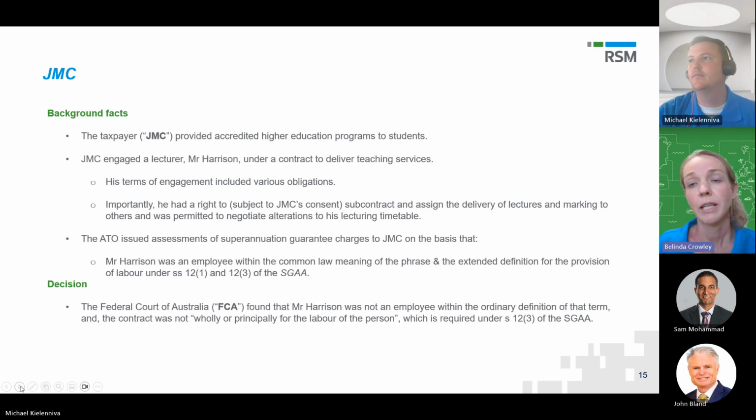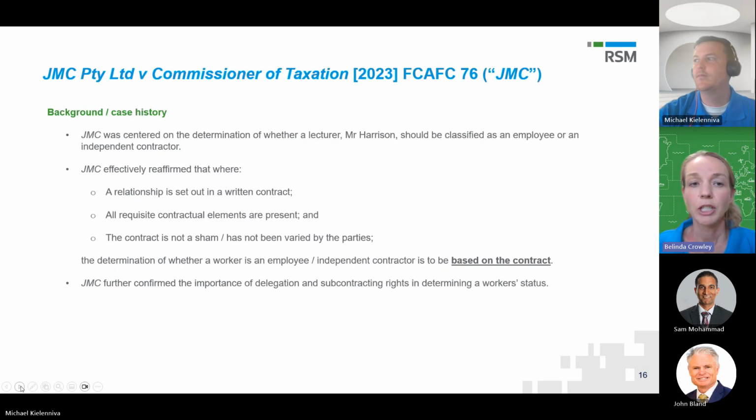Mr. Harrison was to carry out the services personally. However, really critically, he could engage or subcontract the teaching services if he wanted to, but only with the permission of JMC. So the Commissioner issued notices of assessment to JMC for unpaid superannuation to Mr Harrison. Next slide, please, Mike. And JMC applied to the Federal Court, and the Federal Court found in favour of the Commissioner that Mr Harrison was an employee and that SGC applied.